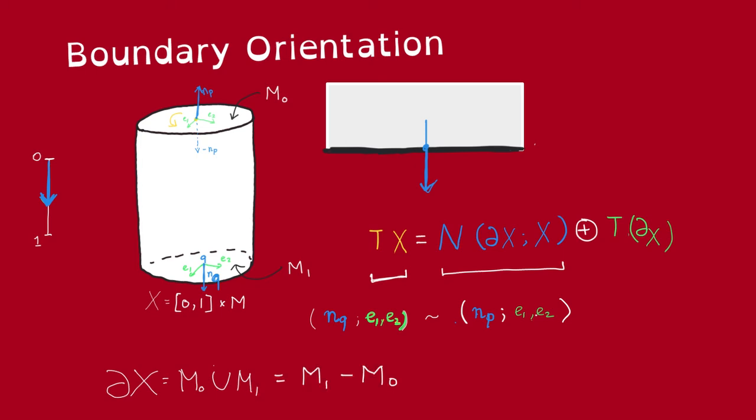To remind us of the fact that M0 has opposite orientation as M and M1 has the same orientation as M, we will often write things this way. We'll say that the boundary of X is M1 minus M0. So this is an oriented version of the boundary. Alright, so that's the boundary of a homotopy space. The last induced orientation that we need to discuss is the preimage orientation.